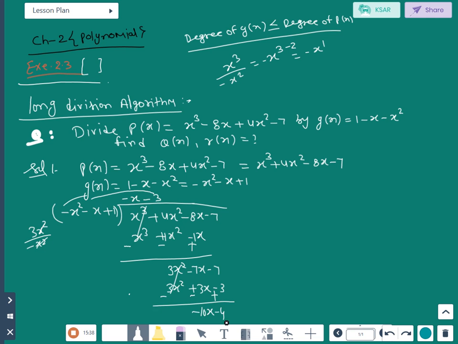Now students, here degree of the remainder is 1 and degree of the divisor is 2, so the division is over, we can't perform the division.